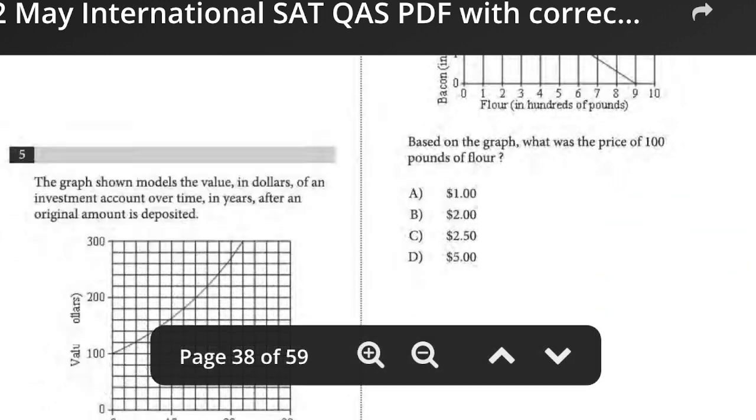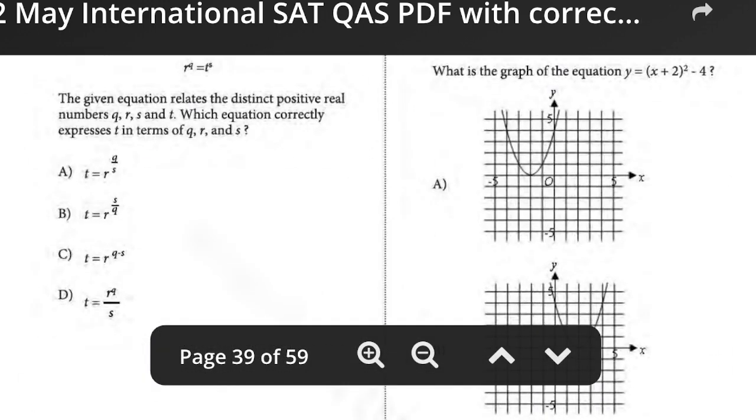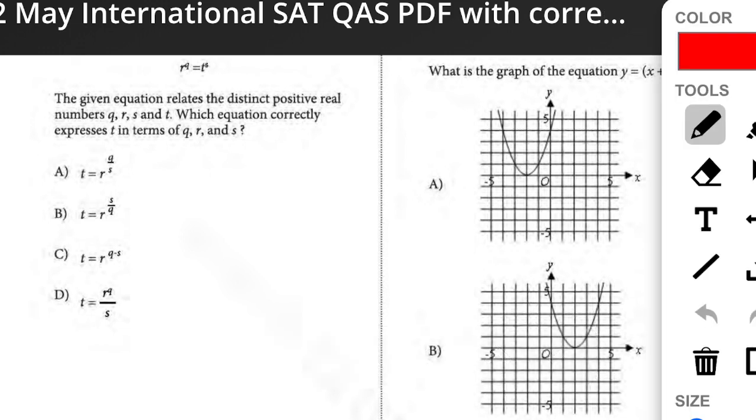Cool. Number 7. That's a problem, but it's kind of exponential. The given equation relates the distinct positive numbers Q, R, S, and T. Which equation correctly expresses T in terms of Q, R, and S? We want T by itself, right? So I'll kind of just erase it a little bit. It's T to the power of S equals R to the power of Q. Alright, now we want T by itself.